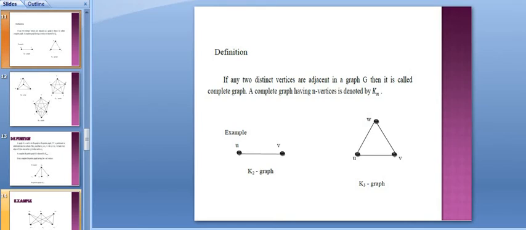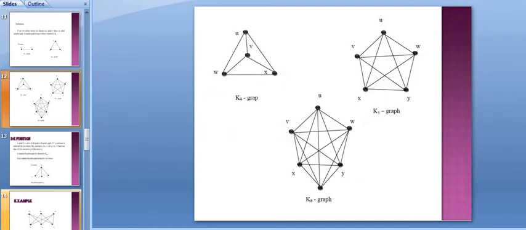Complete graph. If any two distinct vertices are adjacent, then it is called a complete graph. A complete graph having n vertices is usually denoted by Kn. These are some examples. The first one is the K2 graph and the next one is the K3 graph. These are all some examples for complete graph. The first one is a complete graph on 4 vertices. Next one is a complete graph on 5 vertices and a complete graph on 6 vertices.